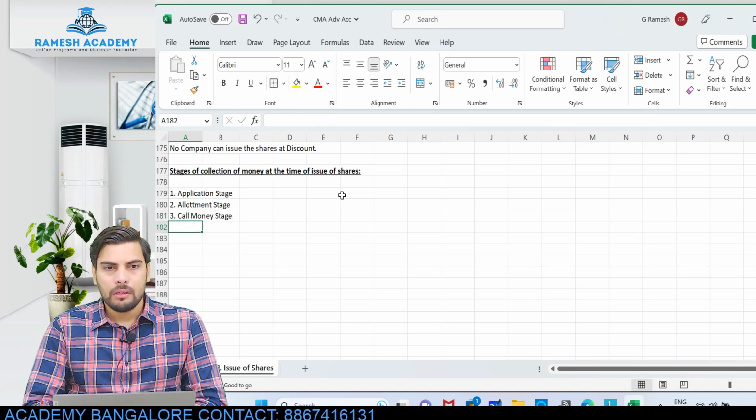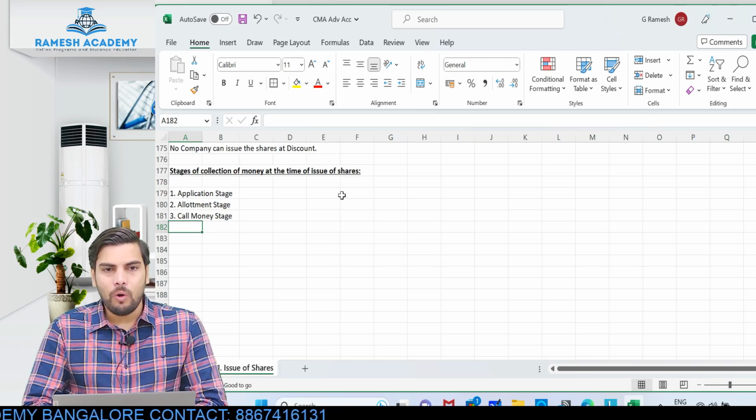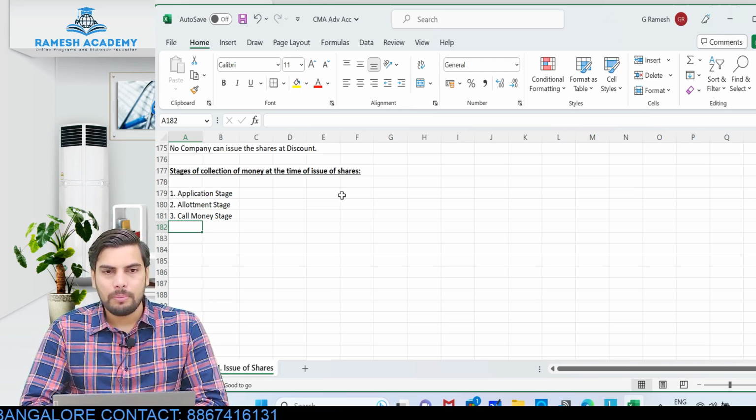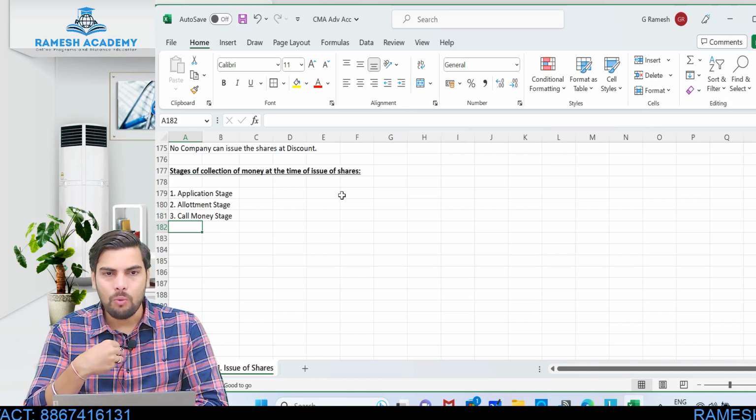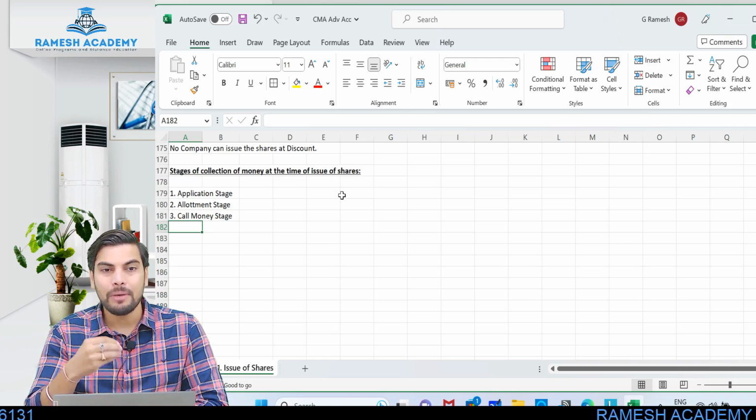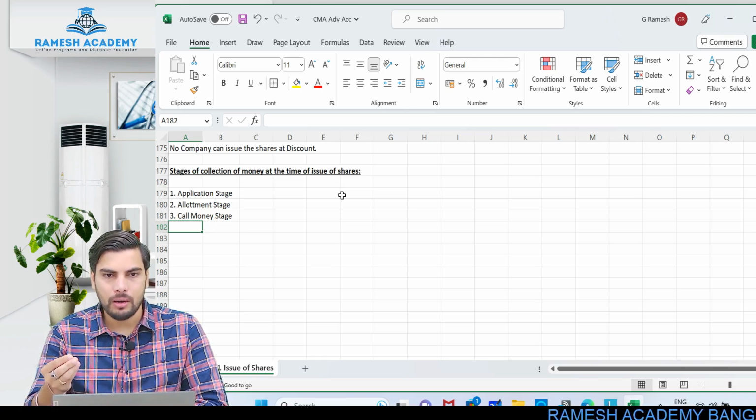Now let me explain what exactly are these three stages. What is application stage, what is allotment stage, and what is call money stage? What happens in the application stage? If I want to become a shareholder in a particular company, I'll be applying for shares in that company. When I'm applying for the shares, obviously I need to pay a certain minimal amount, in order to purchase the application and prospectus. That is the application stage.